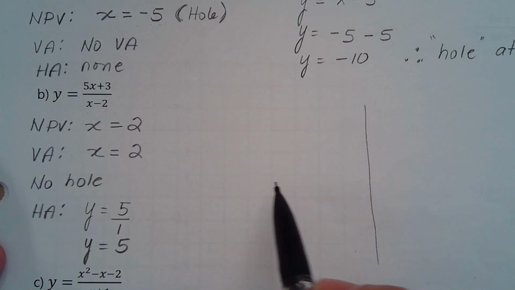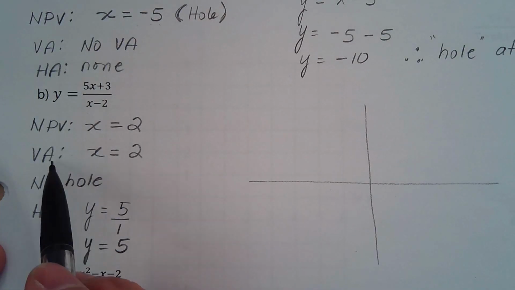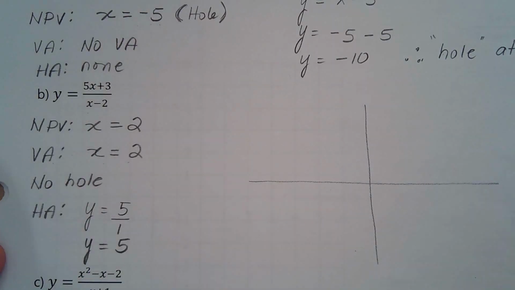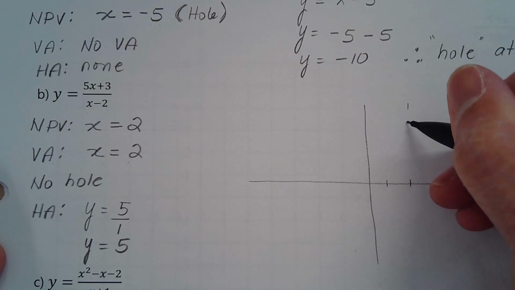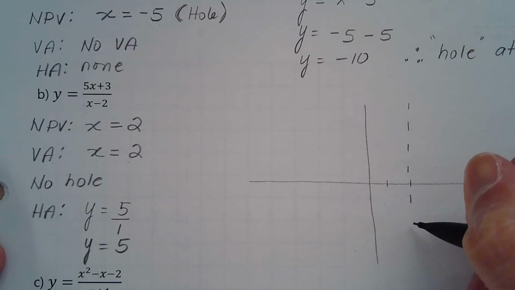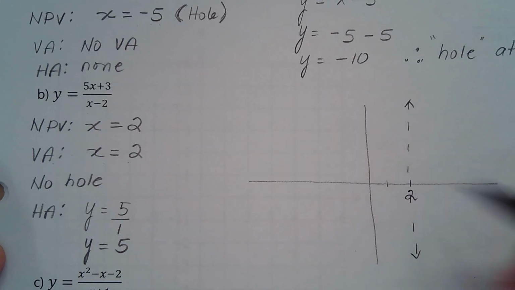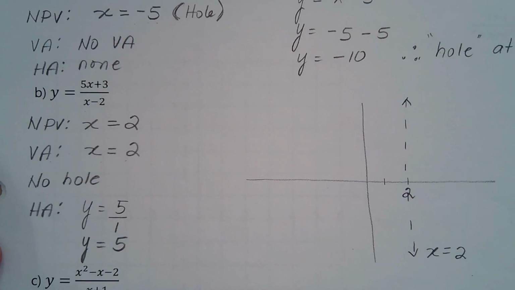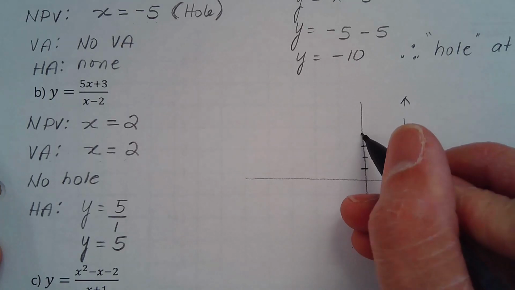Let's just see what that looks like, just for the fun of it. So there's a vertical asymptote at 2. So where's 2? 1, 2. Make sure it's dashed. Right, this is the 2 dashed. X equals 2. And then the horizontal asymptote is at 5. So 1, 2, 3, 4, 5.